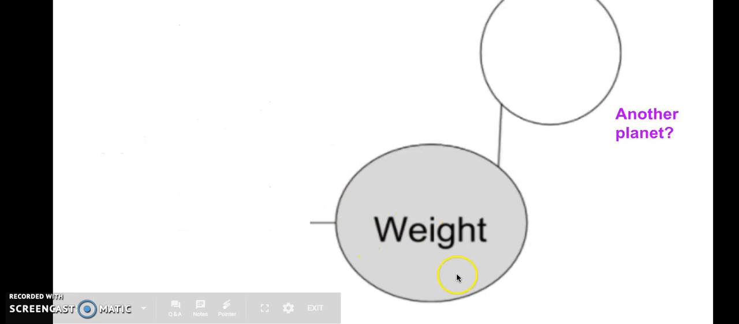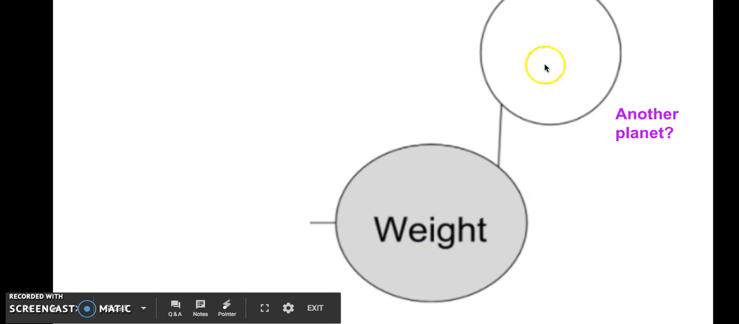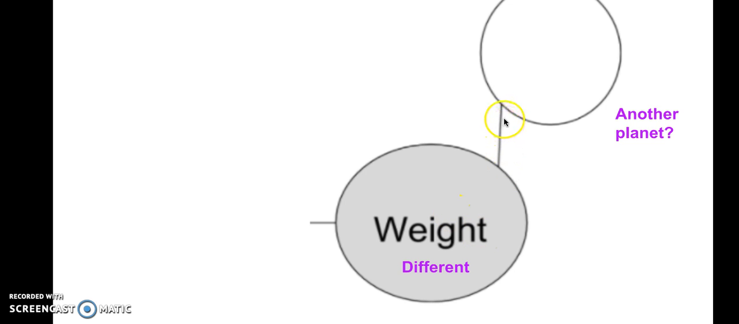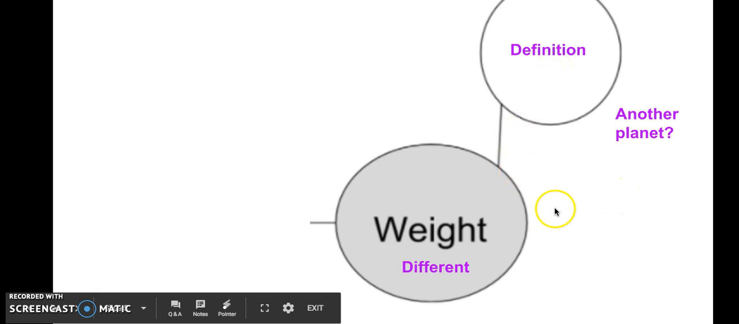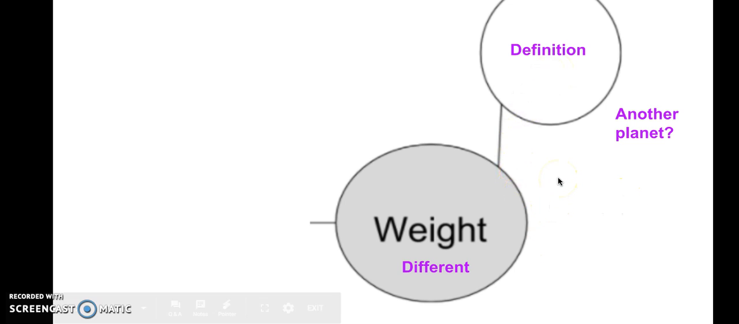Okay, students, now let's focus on weight. Again, you're going to do 4 bubbles for weight. Things that are different about weight, things that are unique about weight. The very first one, just like for mass, you are going to write what is the definition of weight. So just write the definition of weight. Press pause, press play when you're ready to go on.